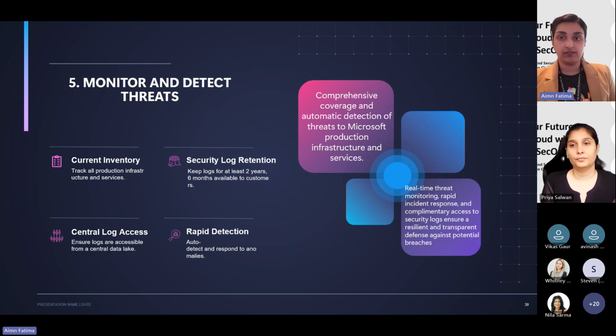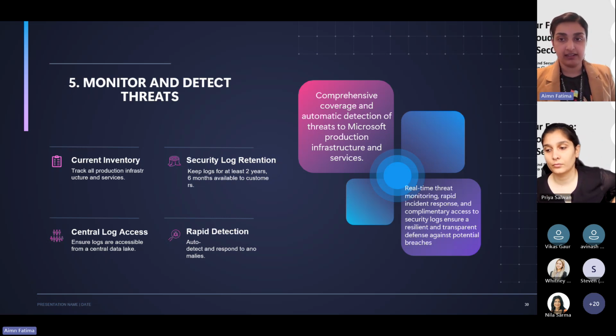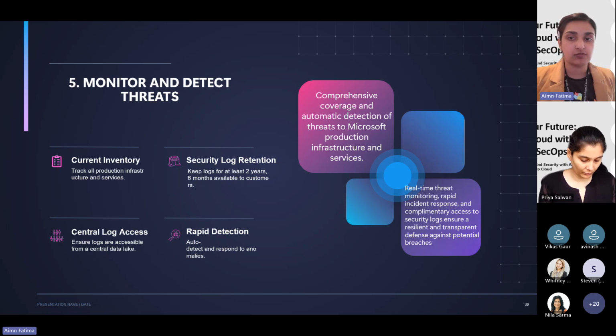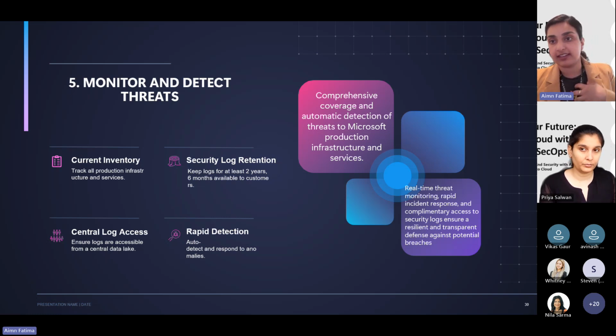The fifth pillar of this initiative is monitoring and detecting. And with this detection, we are able to ensure that we know as soon as a breach happens, and we offer complimentary access to security logs to our customers as well to improve transparency and so that they can keep trusting us. And how do we do this?